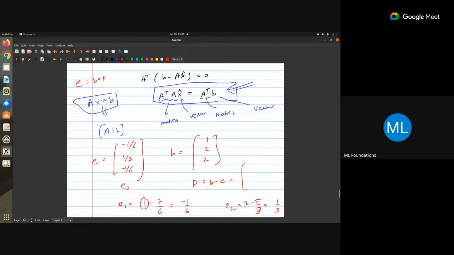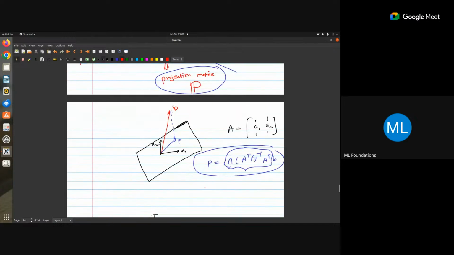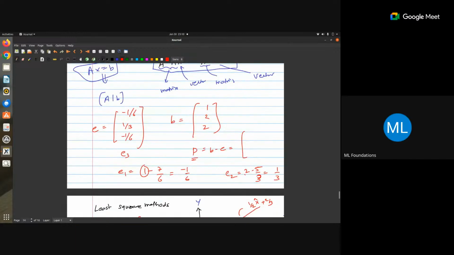Whatever vector p you get, that should be equal to what? It should be equal to this: A transpose A inverse A transpose into b. You can just find out if you get time. It should be equal to p, because we have just followed the same things, but in a different way. In a way, we can solve it.